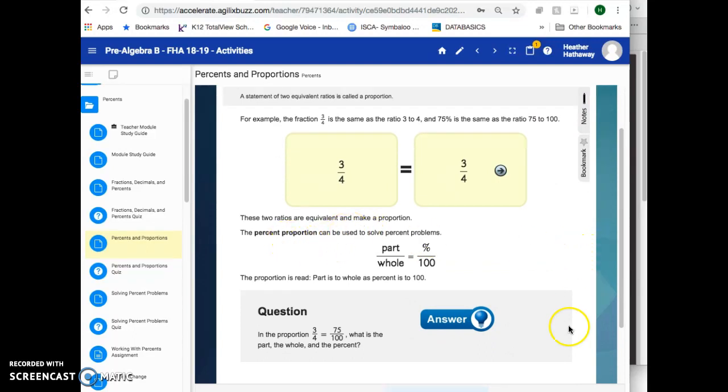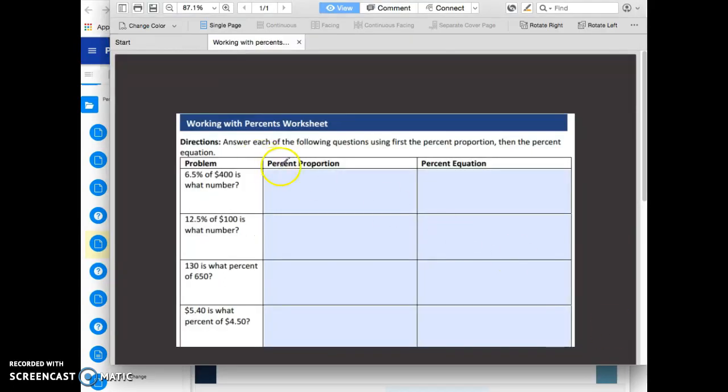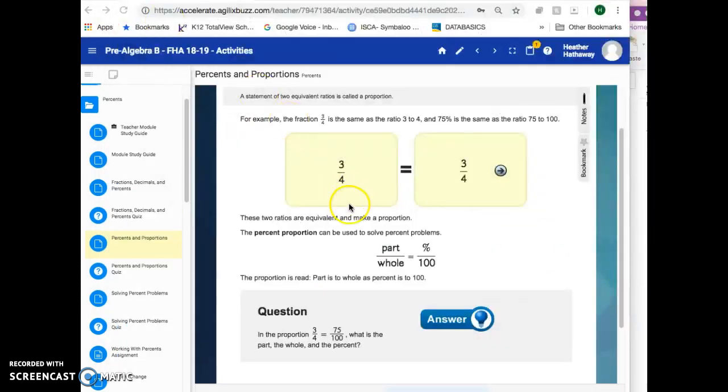Proportion. There is that word. Let me just pull it up real quick. On that first assignment, let's take a look at it right now. Working with percents, it says answer each of the following questions using first the percent proportion. So let me circle that. Okay, percent proportion. So that's why we need to pay attention to this lesson, because this whole column here, we're going to do the percent proportion, which is in the lesson that we're going to watch right now.